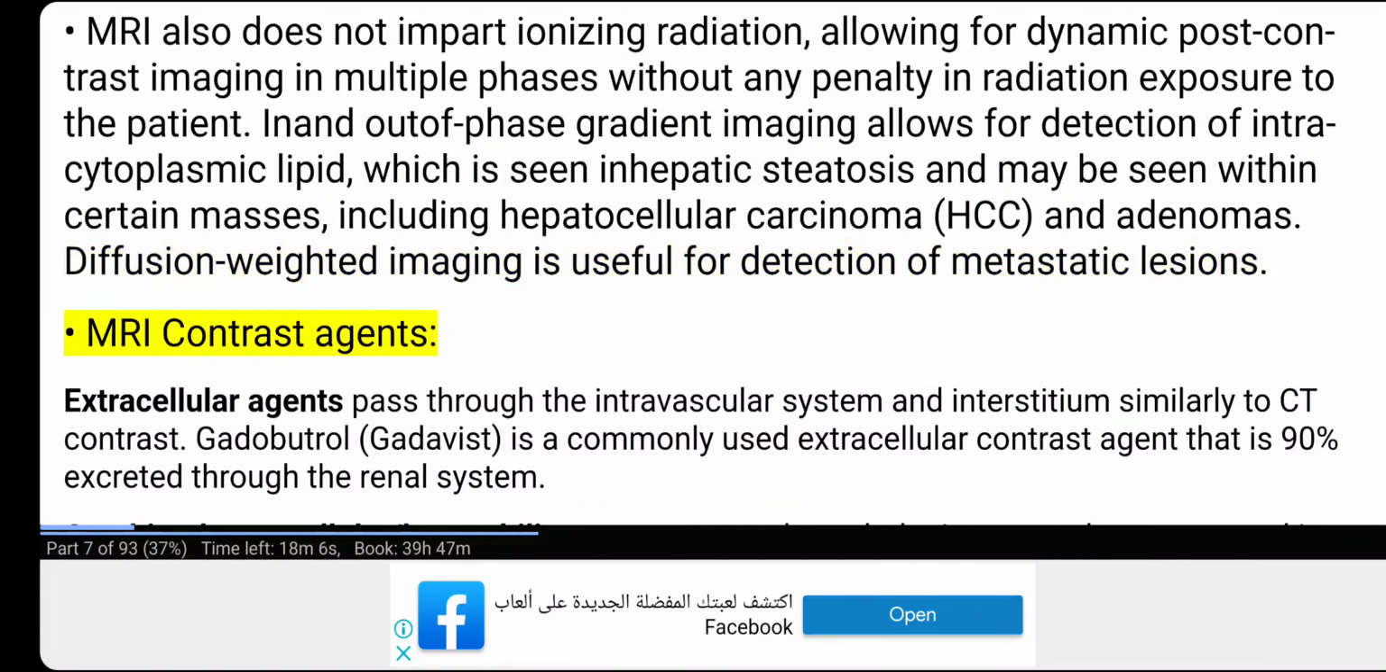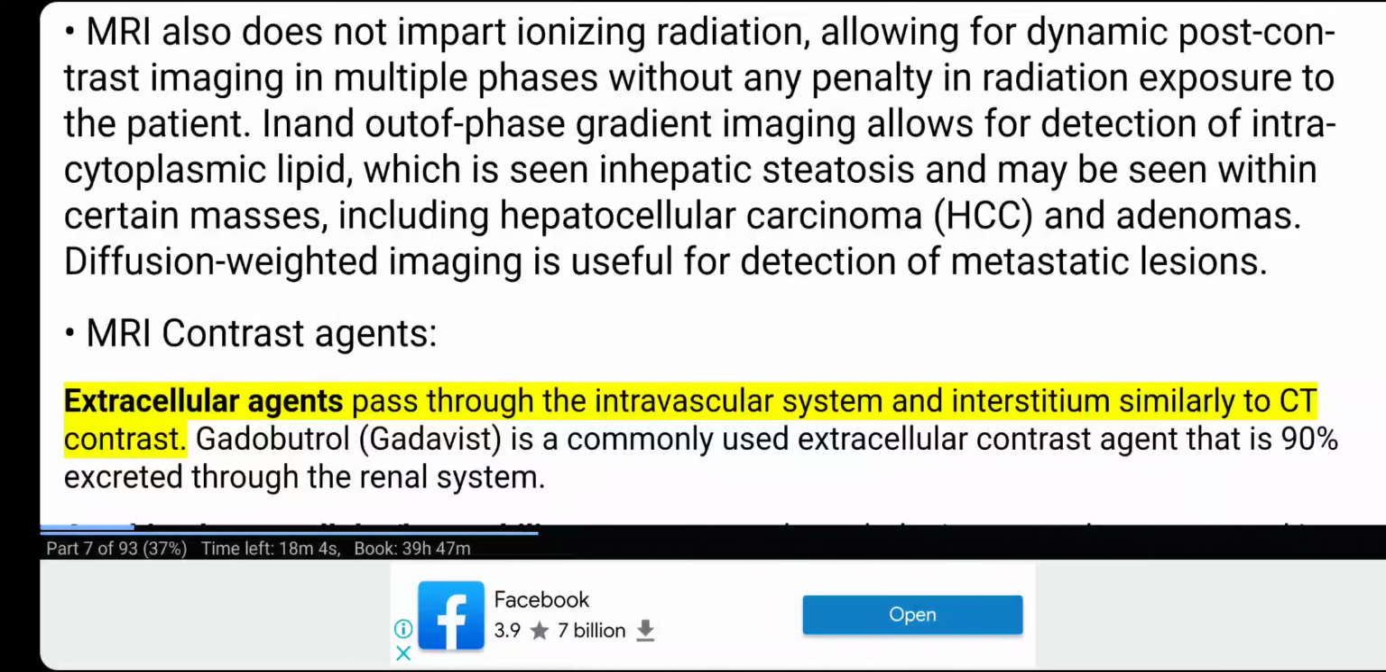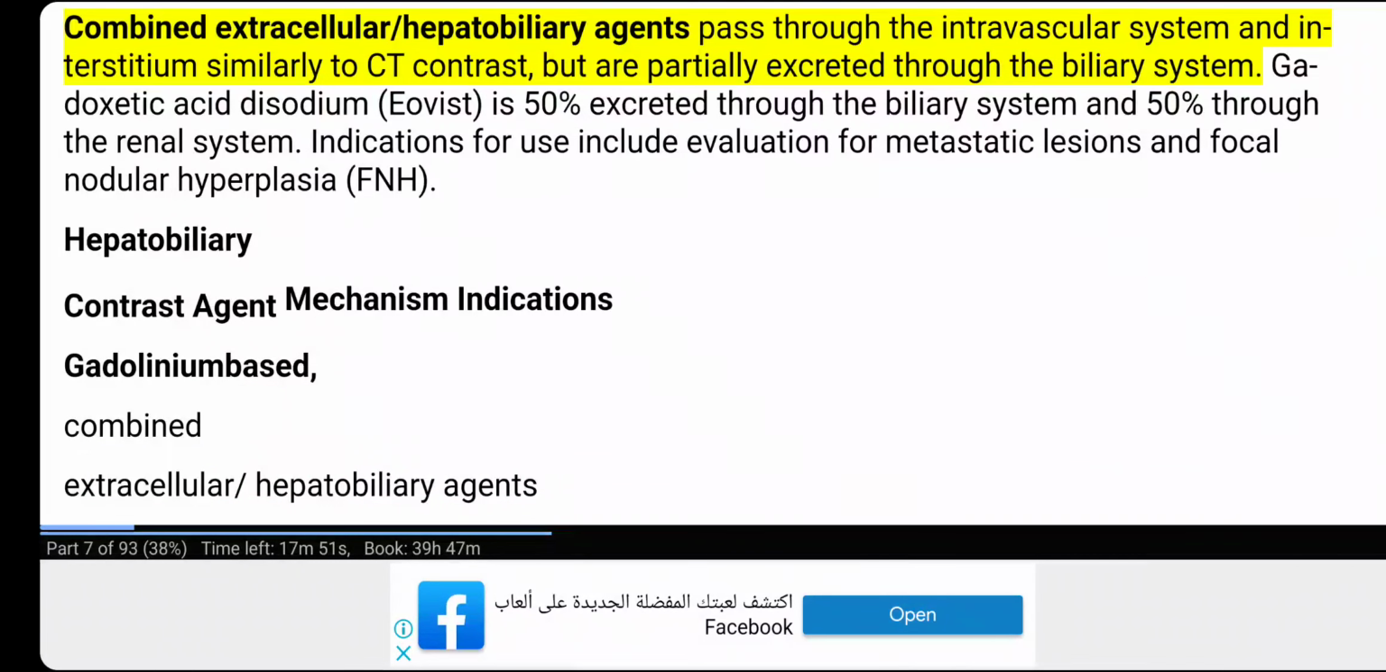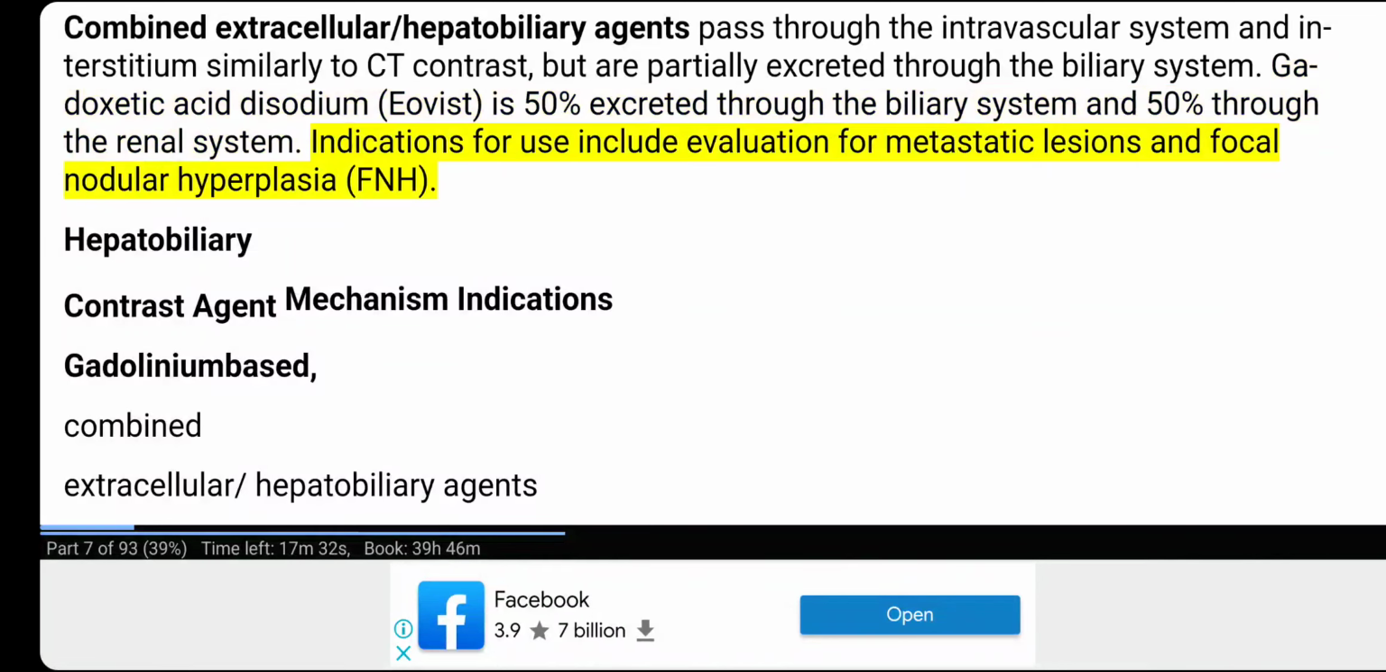MRI contrast agents. Extracellular agents pass through the intravascular system and interstitium similarly to CT contrast. Gadobutrol, Gadavist, is a commonly used extracellular contrast agent that is 90% excreted through the renal system. Combined extracellular hepatobiliary agents pass through the intravascular system and interstitium similarly to CT contrast, but are partially excreted through the biliary system. Gadoxetic acid disodium, Eovist, is 50% excreted through the biliary system and 50% through the renal system. Indications for use include evaluation for metastatic lesions and focal nodular hyperplasia (FNH).